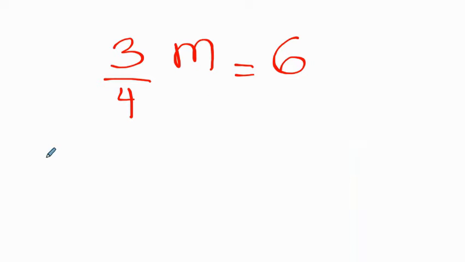Let's try another one. I have 3/4 of m equals 6. I am going to multiply. This is a one-step equation. I know it looks complicated, but it's really one step.